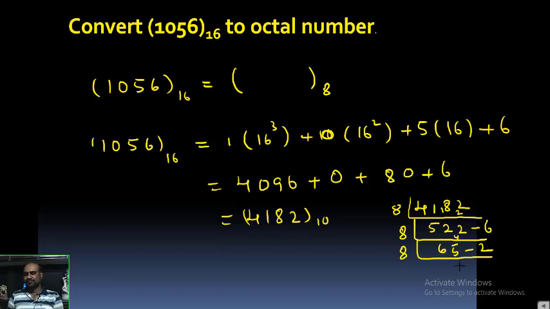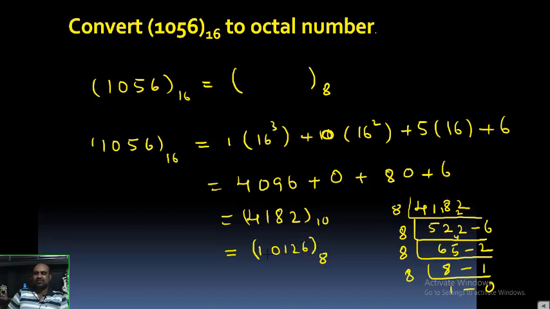So now with 8, 8 6s are 48, 8 7s are 56, 8 8s are 64. Remainder 1. 8 1s are 8, remainder 0. Now what I can say, this is equivalent to 10126 with the base 8. So finally, therefore, 1056 base 16 is equivalent to 10126 base 8.